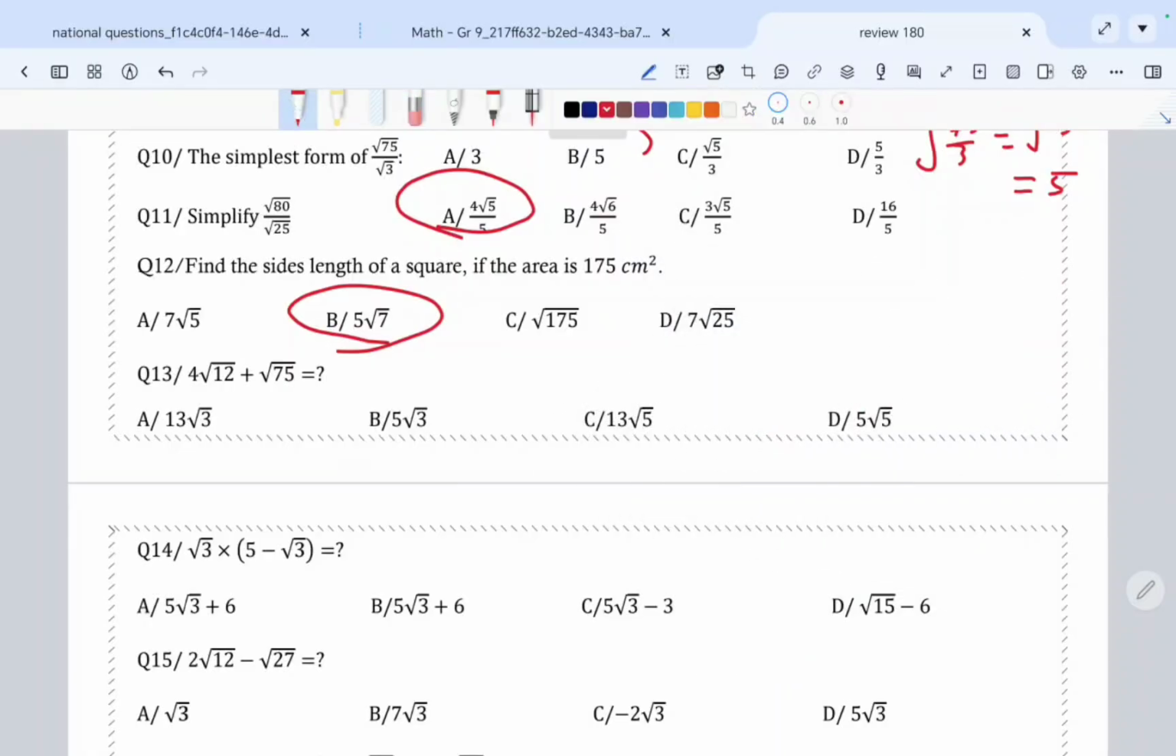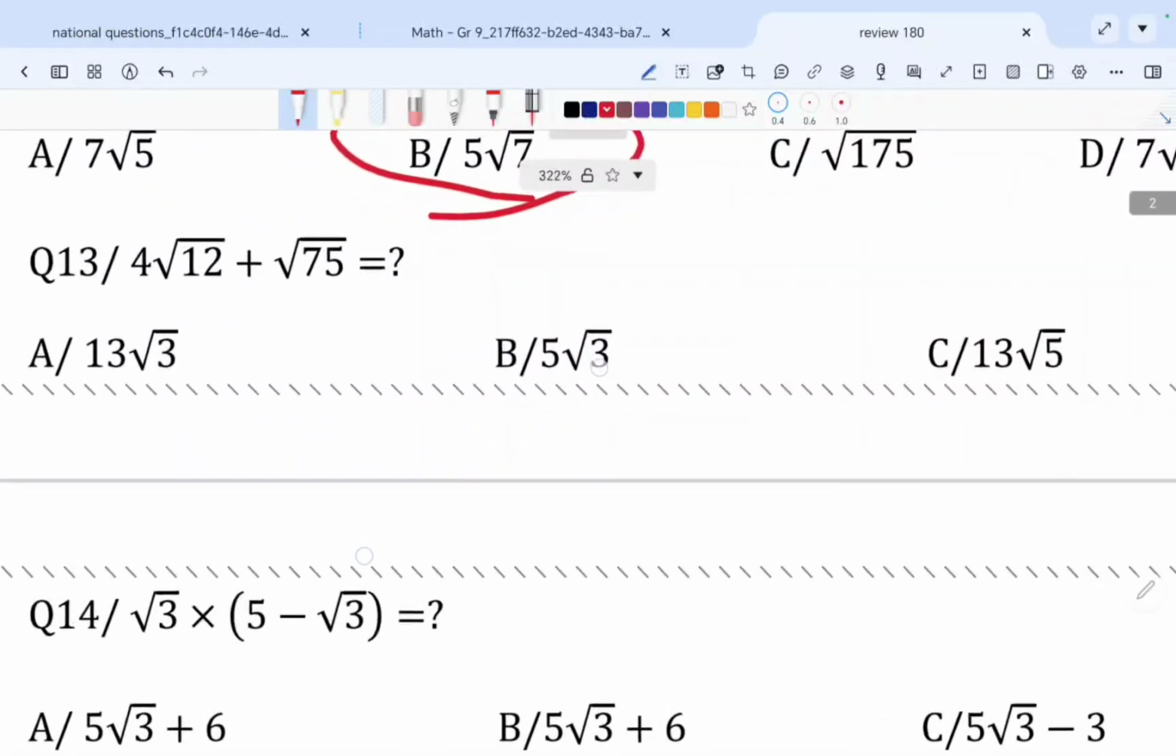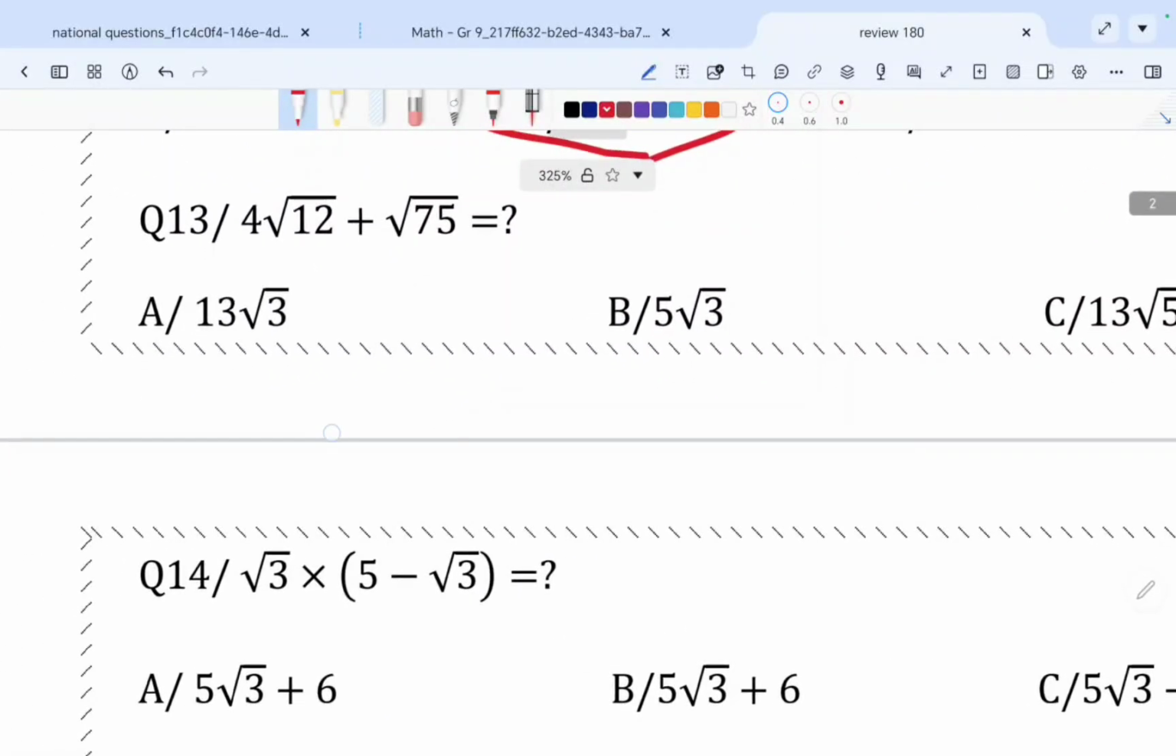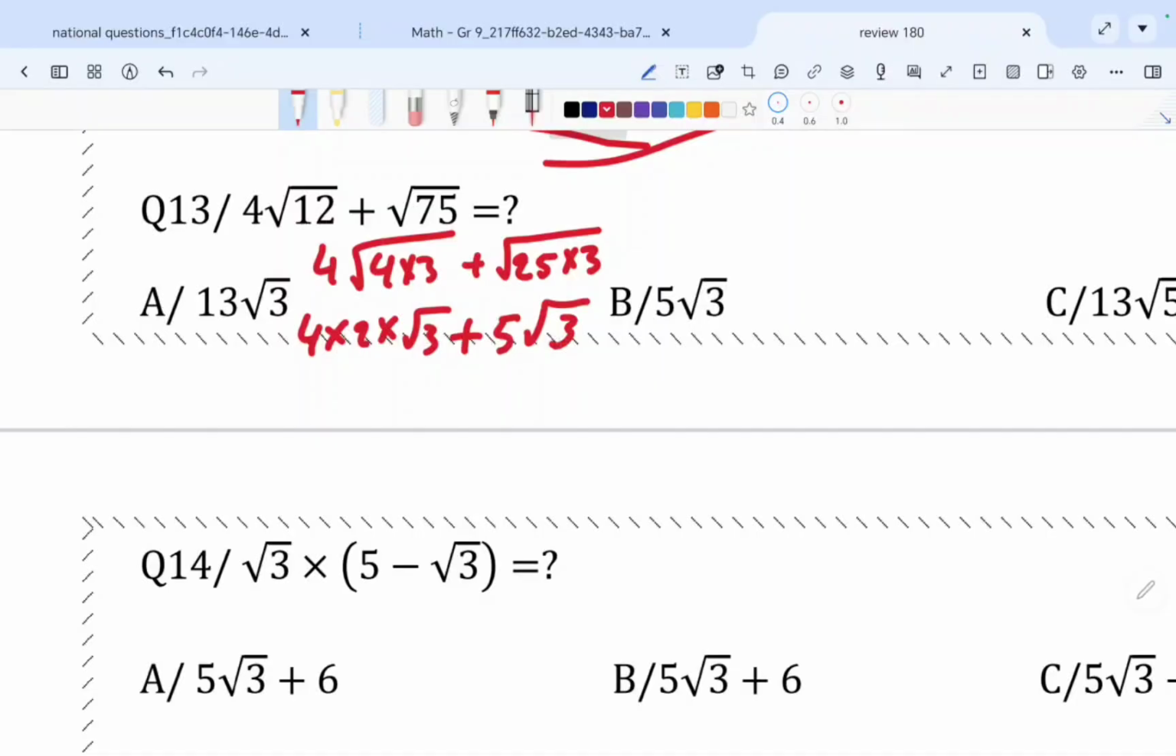Okay. Now we have 4 square root of 12 plus the square root of 75. Let's see. For 12 we will say 4 times 3, plus for 75 we will say 25 times 3. Okay, 4, separate the square root. The square root of 4 is what? It's 2. There's times between them, pay attention. Times the square root of 3 plus 25 is a perfect square. Yeah, it equals 5 square root of 3.